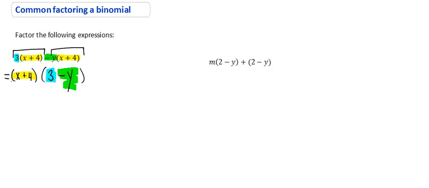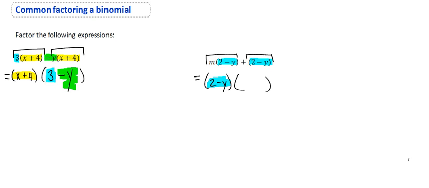Let's try another one. M times (2 minus y) plus (2 minus y). Again, we have two jumbo terms. What's common in them? Well, I noticed a 2 minus y in the first one and a 2 minus y in the second one. So I'm going to factor the expression out. I write the 2 minus y in front, and then I find out what goes in the brackets.